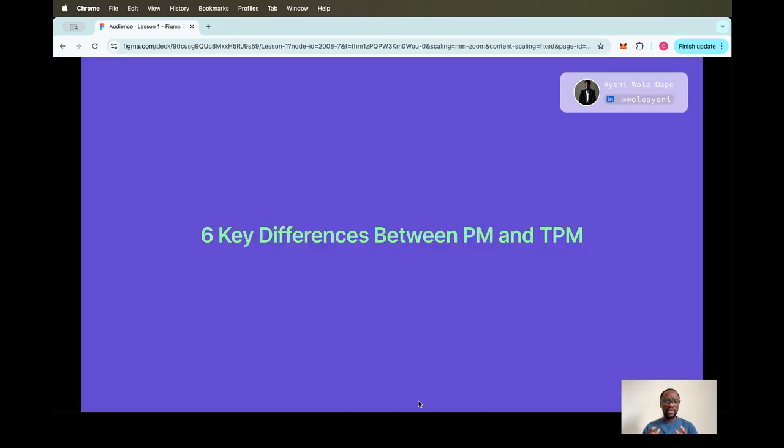Now, let's dive right into the second section of this topic, the most asked question. What is the difference between a product manager and a technical product manager?